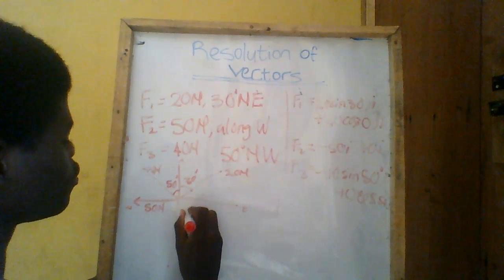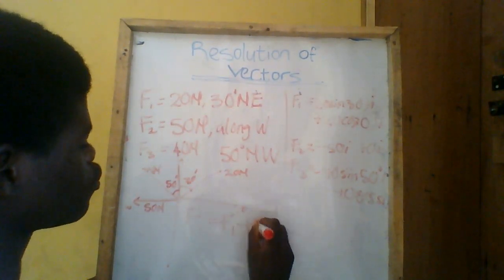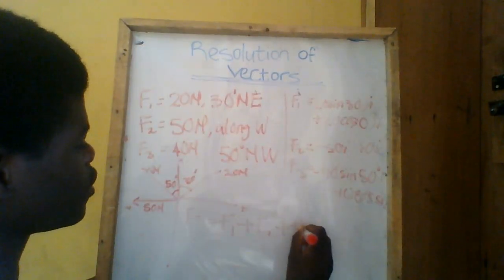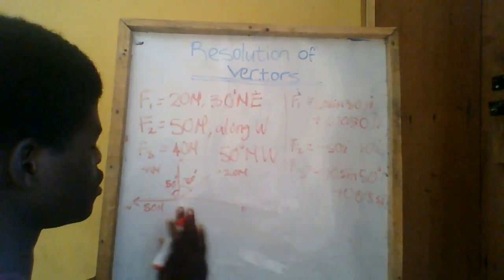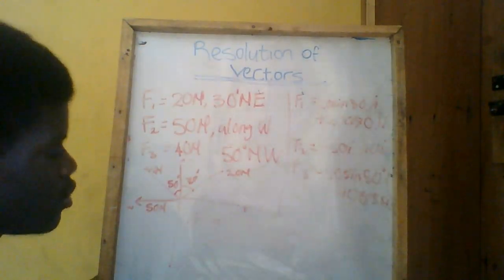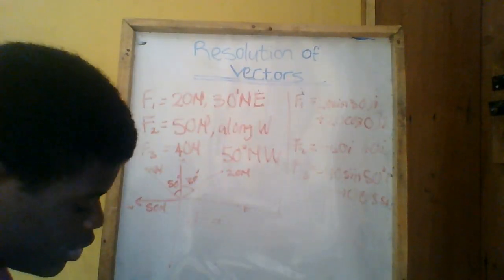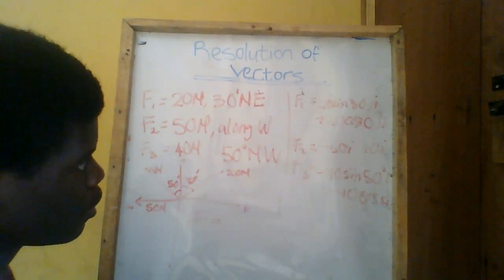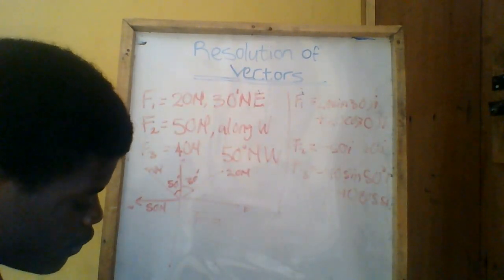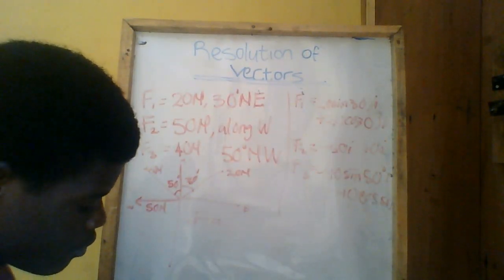So the resultant will now be F1 plus F2 plus F3. So let's add all the F components, let's add all the i and j components. Adding the i components, use your calculator: 20 sine 30 i minus 50 i plus 40 sine 50.